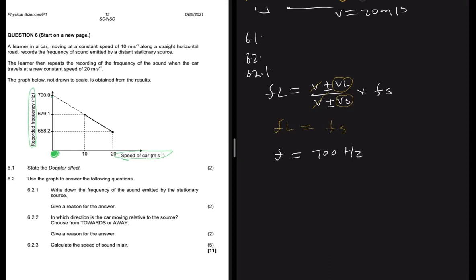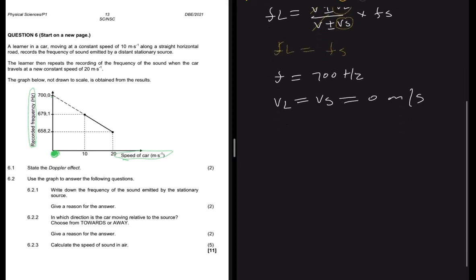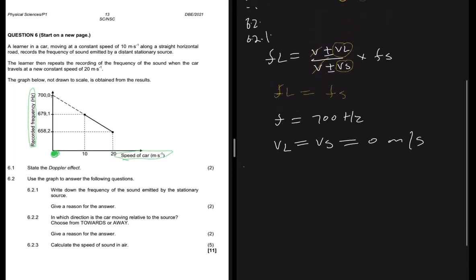Then it goes on to say, give a reason for your answer. The reason is that there's no relative motion between source and listener. So velocity of listener equals velocity of source equals 0 meters per second. No relative motion between the two, so the Doppler effect cannot take place, or its effect is 0 in this instance. Let's move on to the next question.